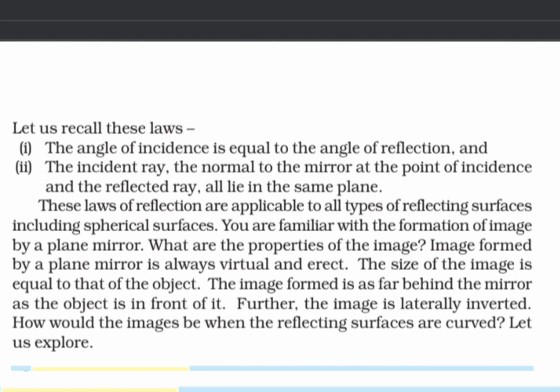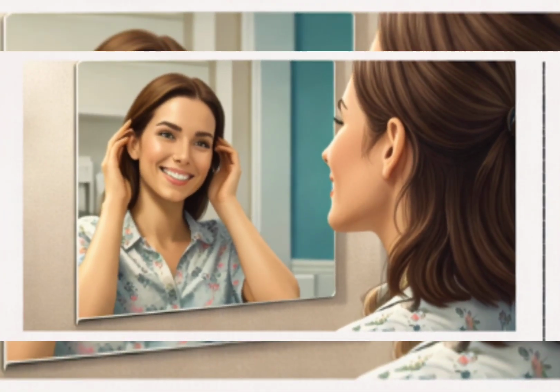So what is meant by reflection? So let me take an example. When you stand in front of a mirror, the light from your body falls on the mirror, right, and bounces back to your eyes. This is why you can see your image in the mirror. This is a reflection of light.